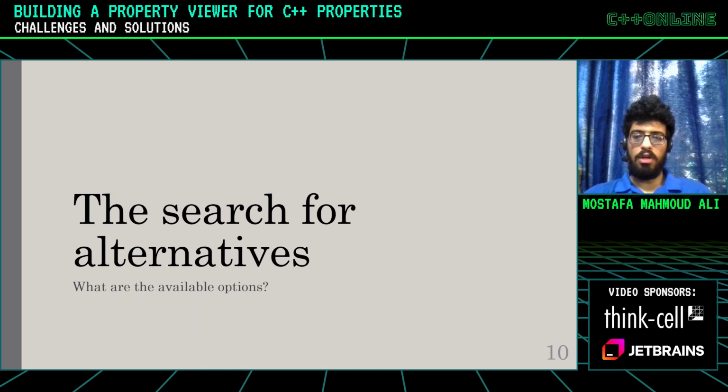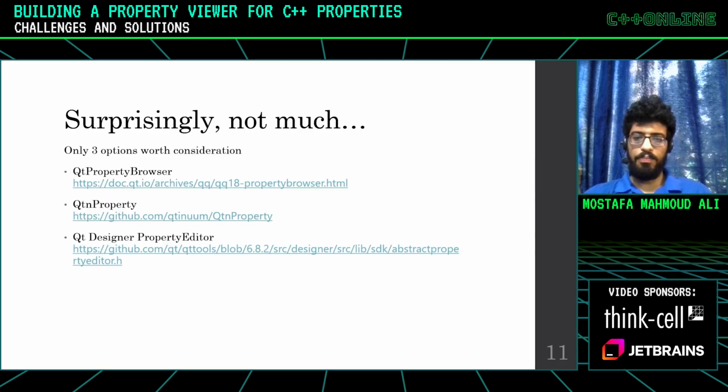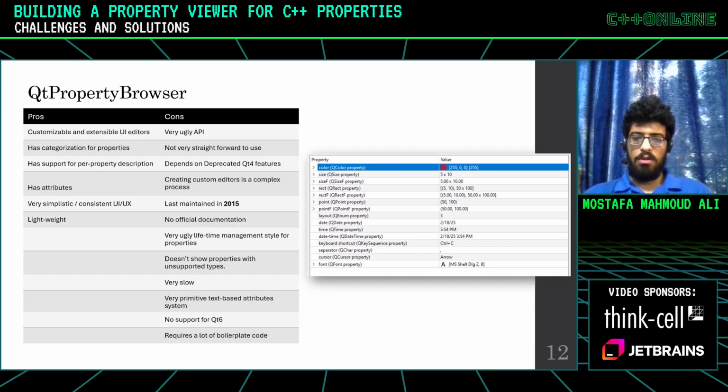So I started looking into available options that I can use to cover all these use cases. Surprisingly, I couldn't find much, only three solutions that were good enough for me to even consider as viable options. The first one was called Qt Property Browser.